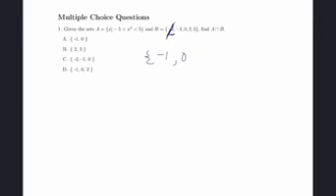2 to the third is 8, which is greater than 5, so we do not include that. Finally, 3 to the third is 9, which is greater than 5. So this is our intersection of A and B. So the answer is A. Let's take a look at question 2 now.